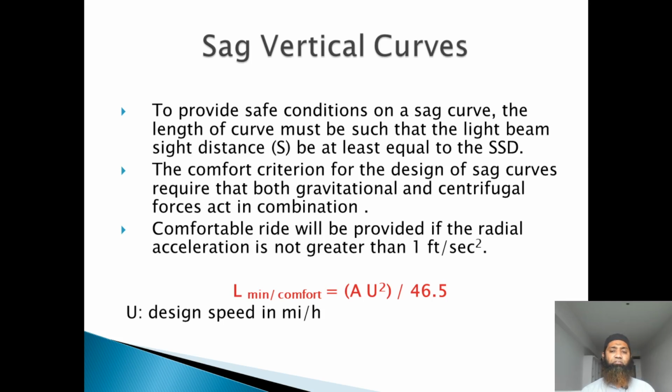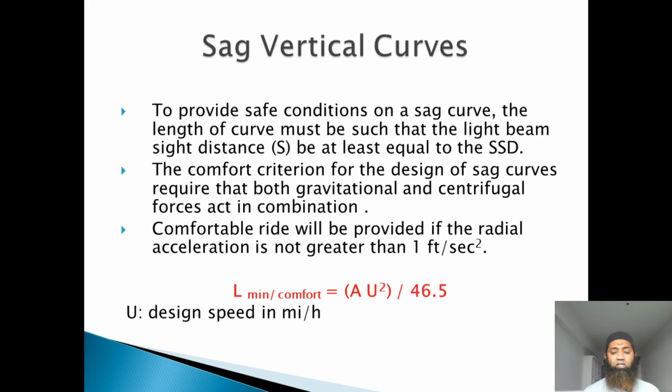The comfort criteria for the design of sag curves require both gravitational and centrifugal forces acting in combination. As I told you, centrifugal force is created when a vehicle moves at a very high speed, and that can be seen at a horizontal curve, because there are chances of the vehicle turning away also. A comfortable ride will be provided if the radial acceleration is not greater than 1 feet per second squared. If it is less than 1 feet per second squared, we get L minimum by comfort equal to A V squared divided by 46.5.